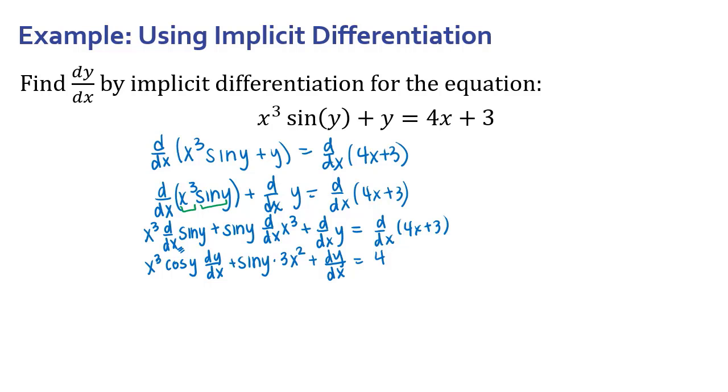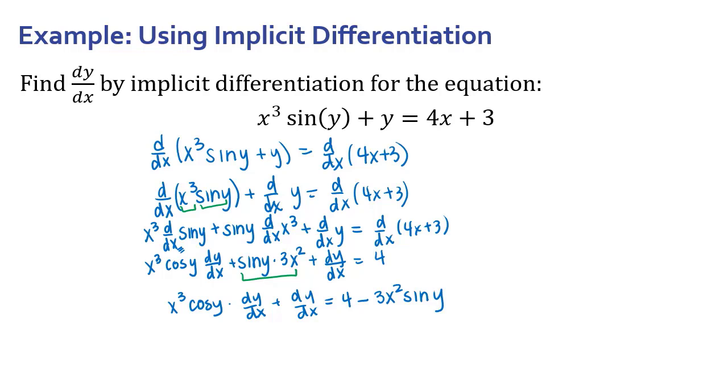So what I'm going to do is take this term, because this is the only term on that left-hand side that does not involve a dy dx, and I'm going to move that over by subtracting it from both sides. So when I do that, I get x cubed cosine of y times dy dx plus dy dx equals 4 minus, I'm going to move that 3x squared to be in front, so 3x squared sine of y. So now I have all the dy dx's on one side, which is great because I can factor that out now.